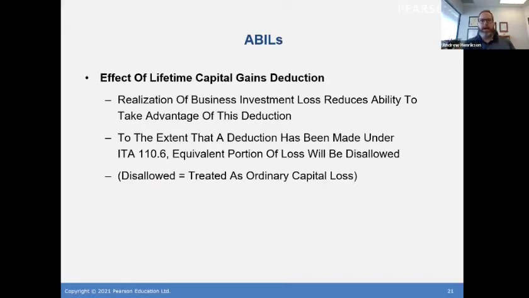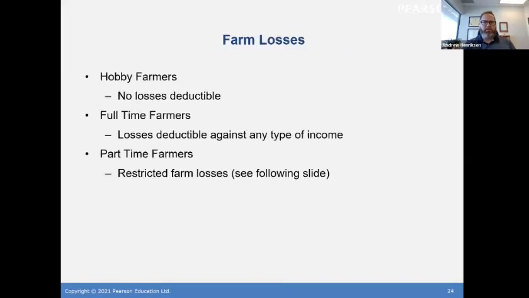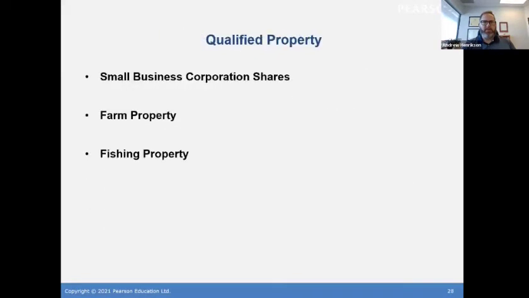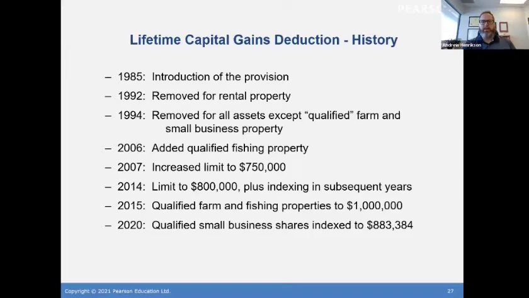Now, another thing that happens is the ABILs can affect other things. One thing that they can affect is the lifetime capital gains deduction. Let's get into that. I'm just going to skip ahead because we've mentioned this lifetime capital gains deduction a few times. But before we talk about how it interacts with the ABILs, let's explain what it is. So the lifetime capital gains deduction is something that's been around since 1985.